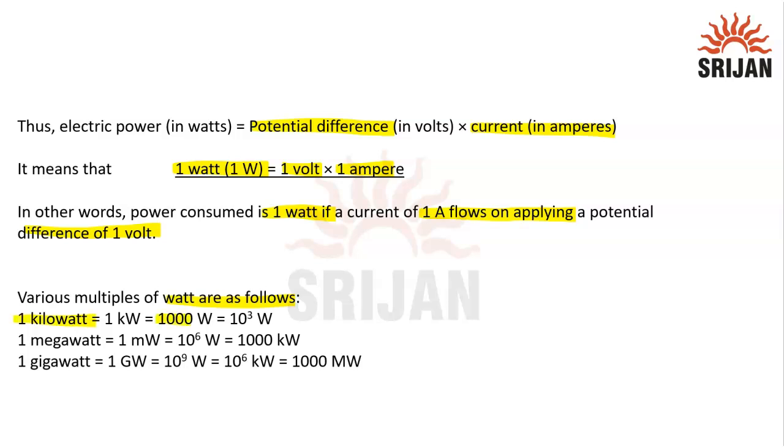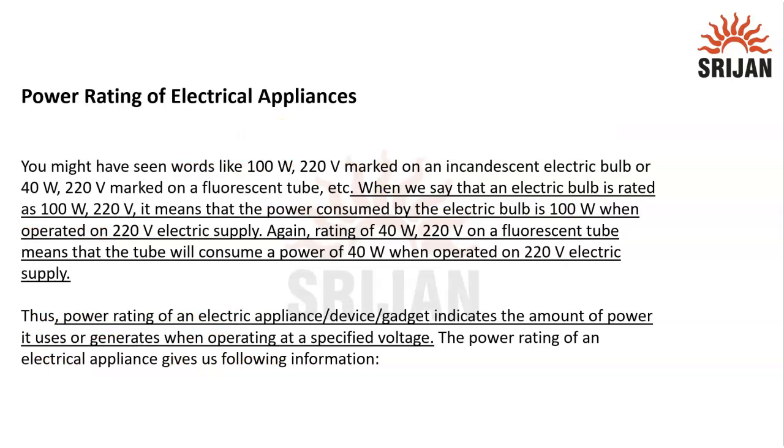Here are the various multiples of watt. Kilowatt is equal to 1000 watt. Megawatt is equal to 10 raised to power 6 watt. Gigawatt is 10 raised to power 9 watt or 10 raised to power 6 kilowatt.